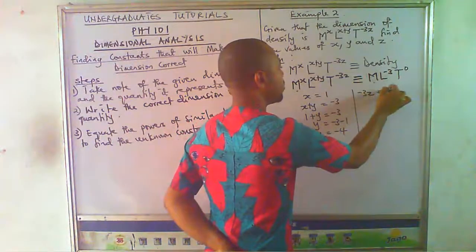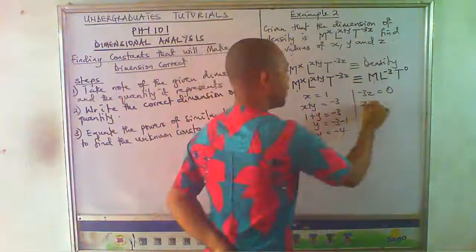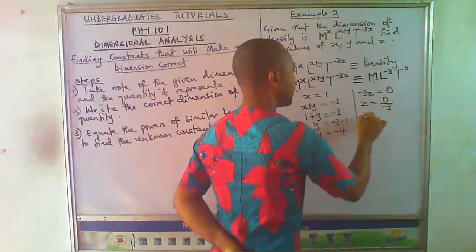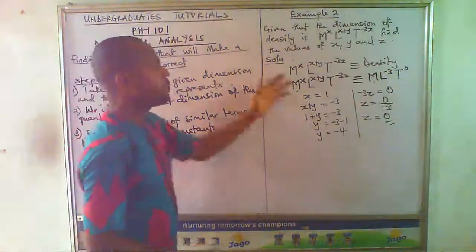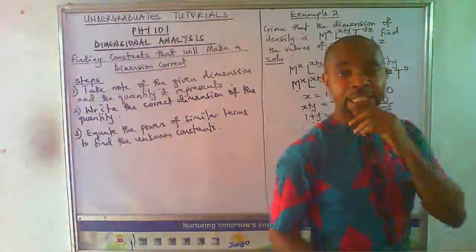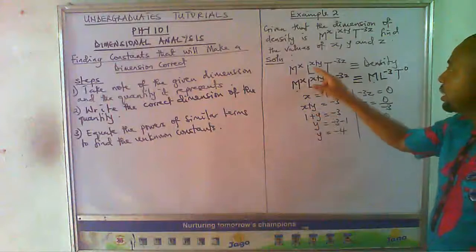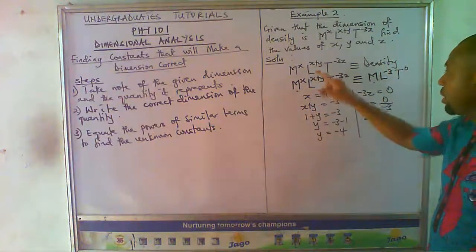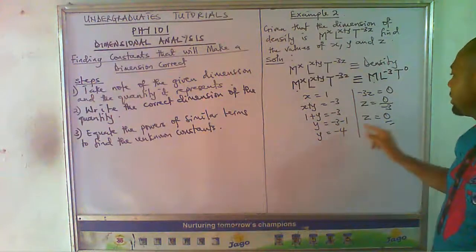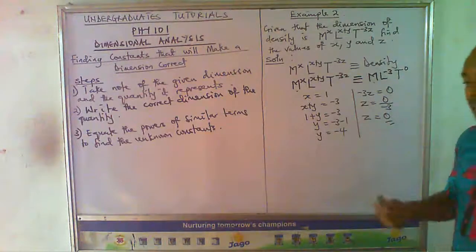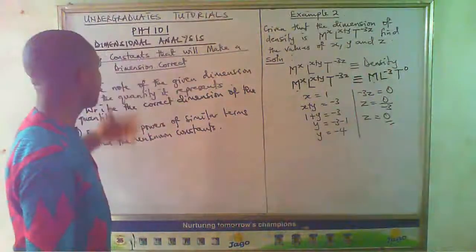Then we can find z. Minus 3z is equal to 0, because the power of T here is minus 3z and the power there is 0. So z becomes 0 over minus 3, and z gives us 0. So for the dimension of density, x has a value of 1, y has a value of minus 4, and z has a value of 0. That's what it means to find constants that will make a dimension correct.